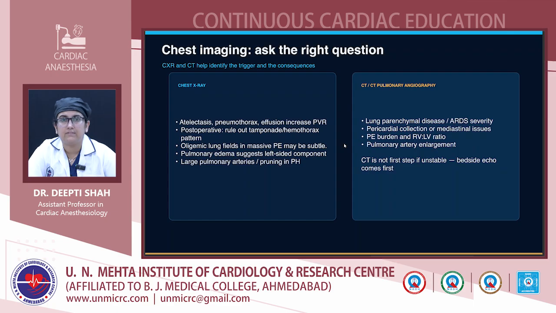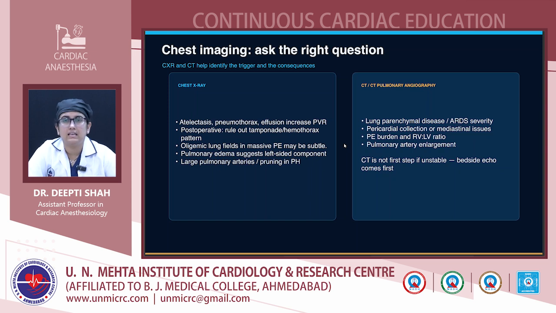Or post-operatively, it would be helpful in ruling out any kind of tamponade or hemothorax pattern. Oligemic lung fields can point to massive pulmonary embolism, and pulmonary edema may suggest a left-sided component in causing RV dysfunction. Large pulmonary arteries and pruning can also be seen if the patient has pulmonary hypertension.